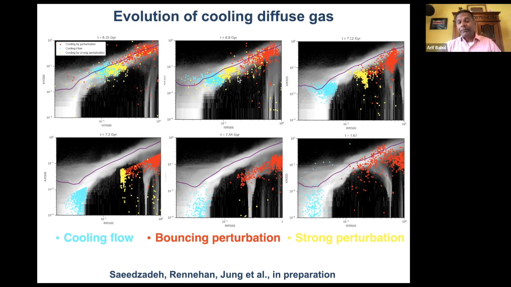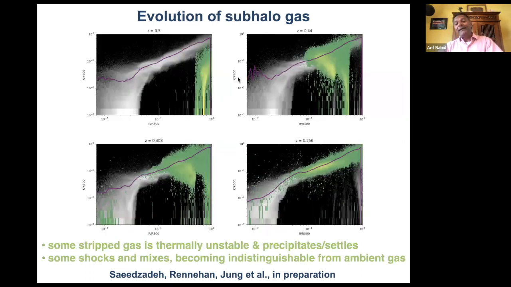So you have multiple such processes happening in a cosmological simulation. And then in addition, you have satellites. You have subhalos coming in with gas inside the subhalos. You have gas that's being stripped. Some of the stripped gas is mixing and becoming part of the ambient medium. Some of it is thermally unstable, and so it basically starts to precipitate. So there is a lot of very rich physics going on in these simulations.